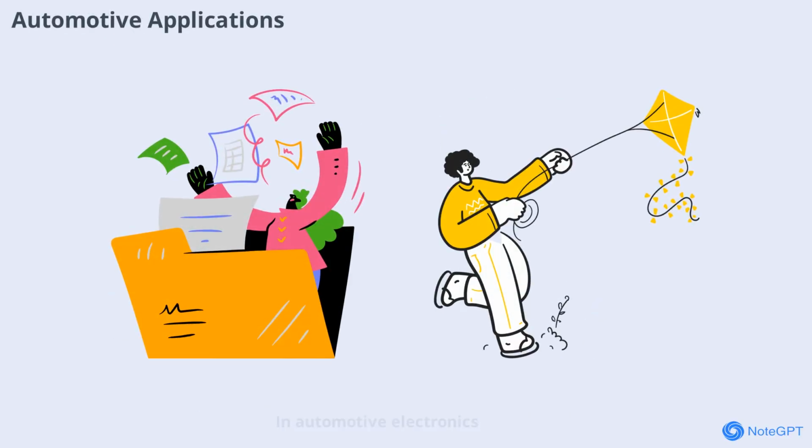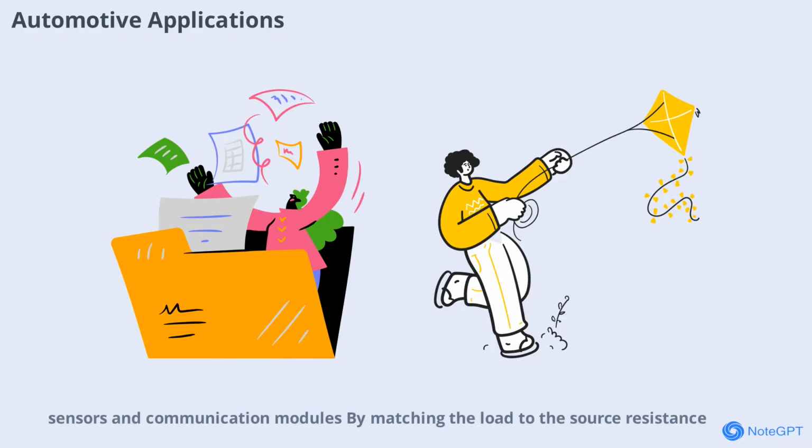In automotive electronics, maximizing power transfer is essential for systems like audio amplifiers, sensors, and communication modules. By matching the load to the source resistance, engineers can ensure that each component receives the power it needs to function optimally. This leads to better performance, improved reliability, and enhanced user experience in modern vehicles.